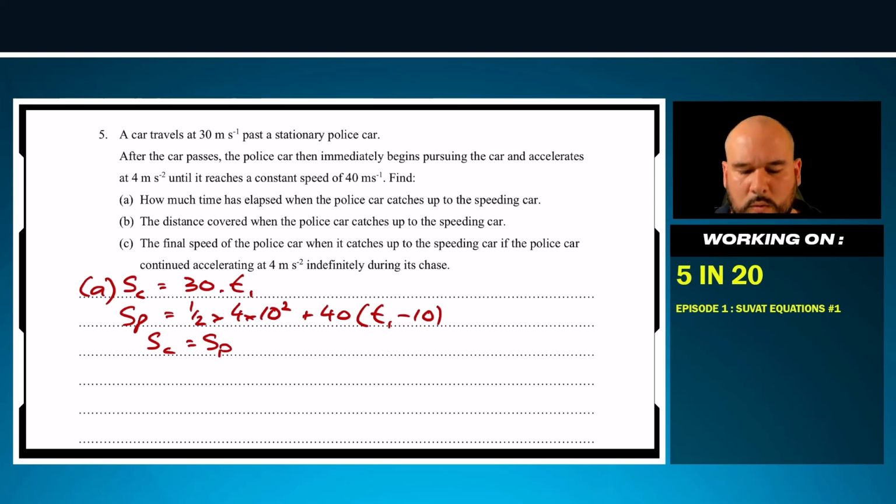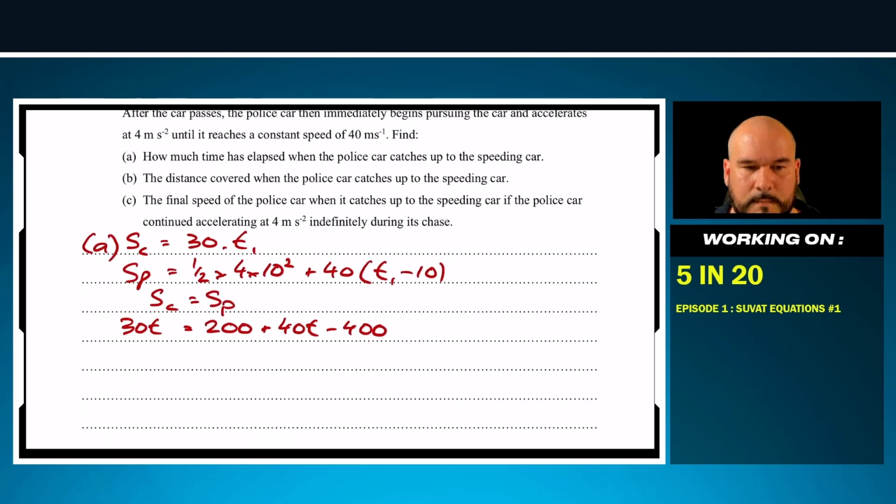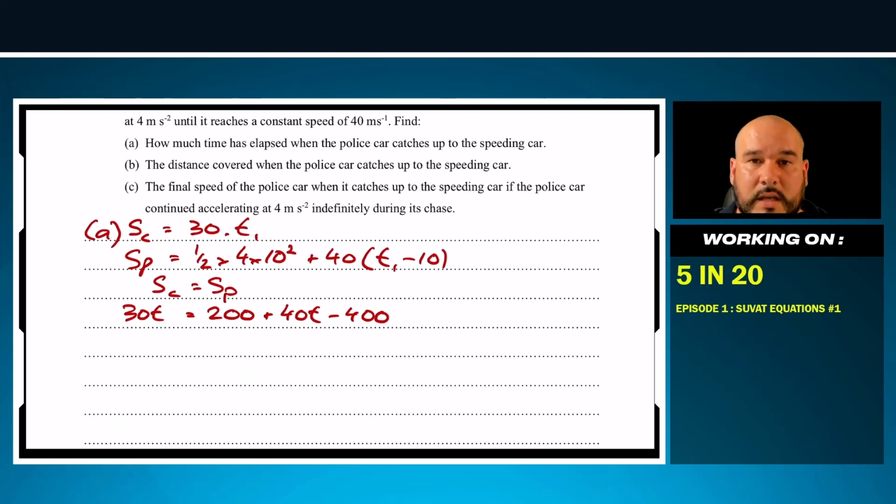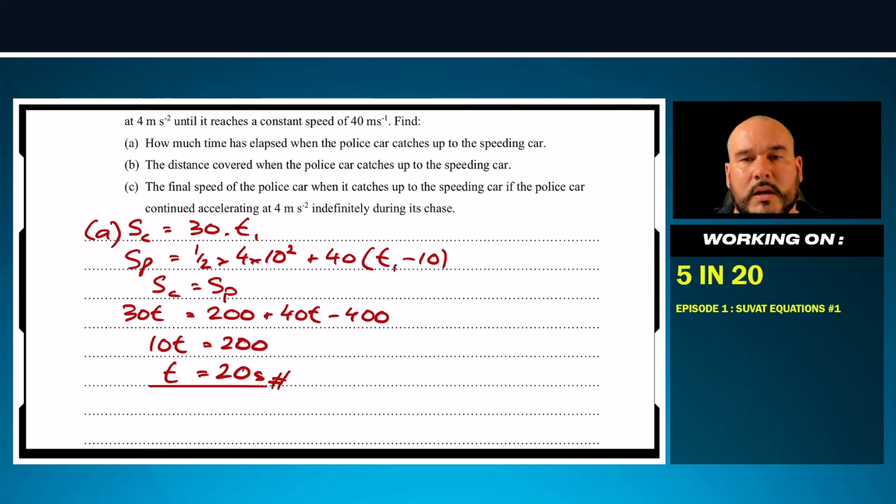The displacements are equal. So we end up with 30t is equal to 200 plus 40t minus 400. We then just collect the t's on one side and all the numbers on the other side. We end up with 10t is going to be equal to 200, therefore t is 20 seconds. So it's going to take 20 seconds for the police car to catch up to the speeding car.